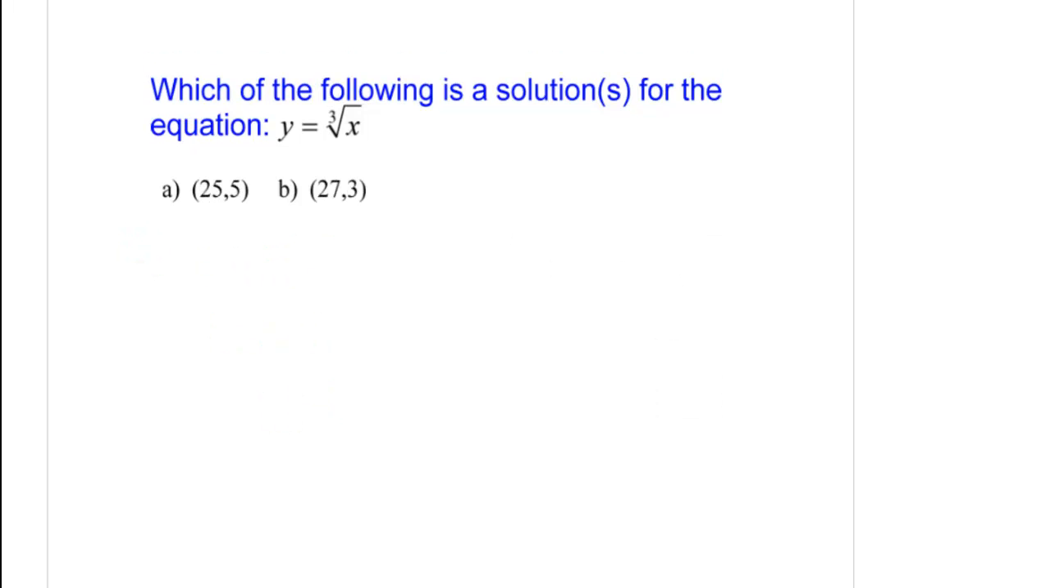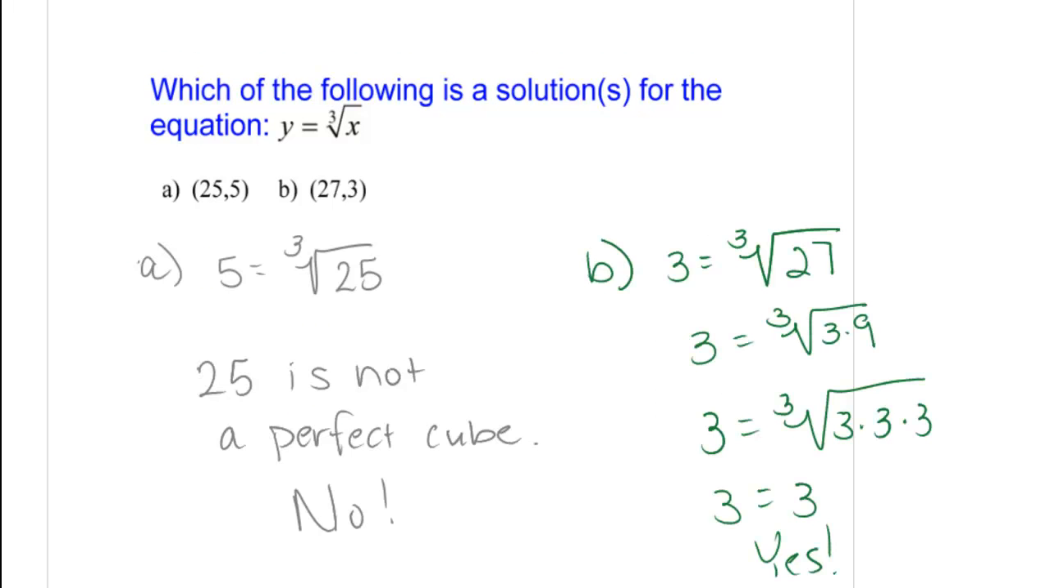Now give this one a try. In the first example here, the cubed root of 25 is not going to be a whole number because 25 is not a perfect cube, so it could not be 5. The square root of 25 would be 5. In the second example, the cubed root of 27 does equal 3 because 3 times 3 times 3 equals 27, so that is a solution.